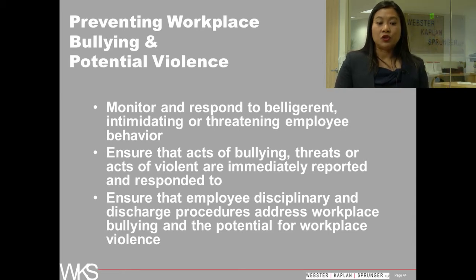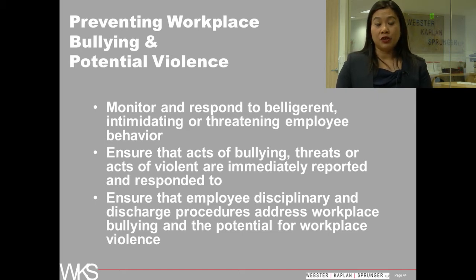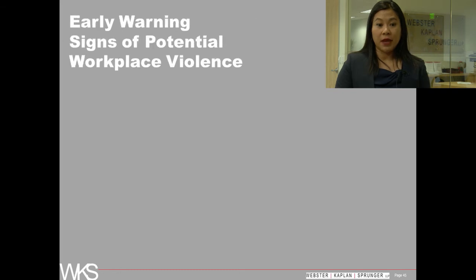We have to ensure that acts of bullying, threats, or acts of violence are immediately reported and responded to. And the company will have the responsibility to investigate, and if there is behavior that was inappropriate, the employee has to be disciplined, and potentially there could be reprimand or all the way to termination depending on the egregiousness of the behavior. So what are these early potential warning signs?